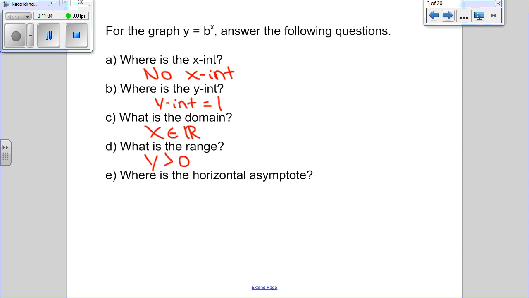Where is the horizontal asymptote? That means a line that goes side to side that you can never touch. It's the x-axis. The equation is y equals 0. So if you drew a line at y equals 0, that would be your horizontal asymptote. It's always there.